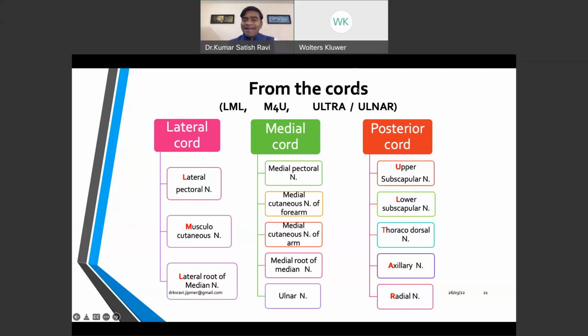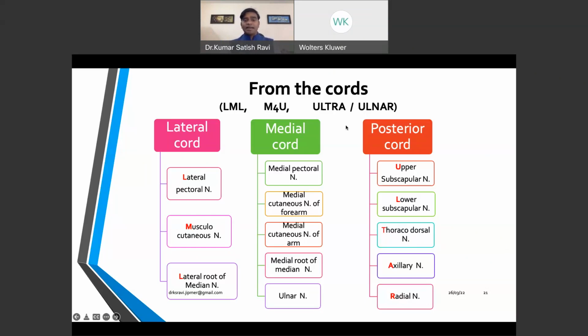When we write this mnemonic ULNAR, U stands for the upper subscapular, L stands for the lower subscapular, N stands for the nerve to latissimus dorsi. So either you say thoracodorsal nerve or you say nerve to latissimus dorsi, both are the same. Then A stands for the axillary nerve and R stands for the radial nerve. So these are the various branches from the posterior cord of the brachial plexus.